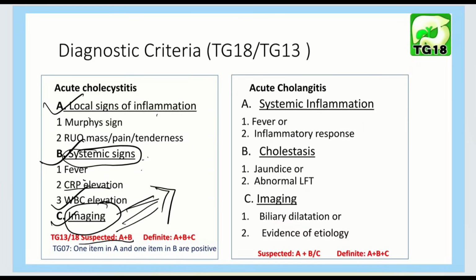But if along with these two features, ultrasound is also suggestive, as ultrasound positive findings are also present, then we call it a definitive diagnosis. This table is for acute cholangitis. I'll discuss in the next class.